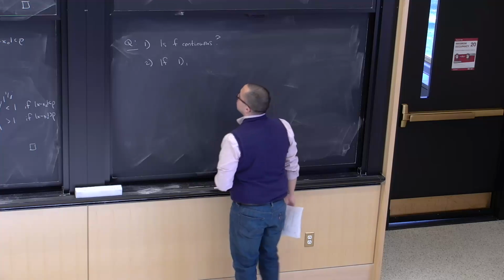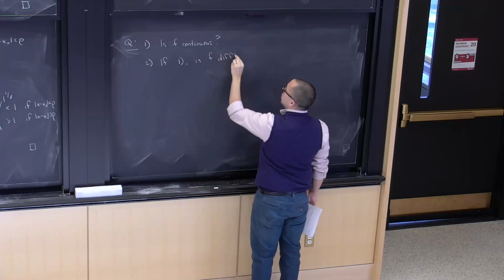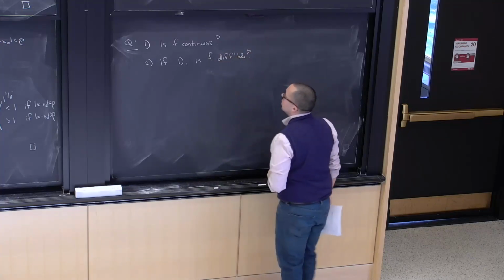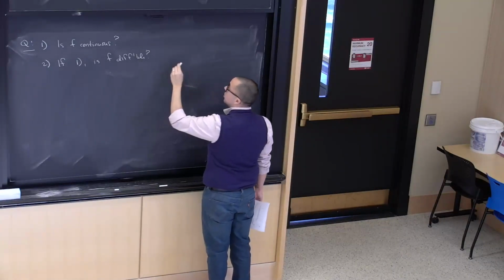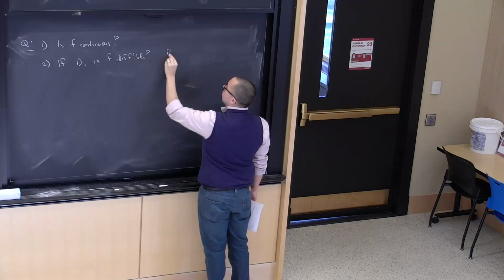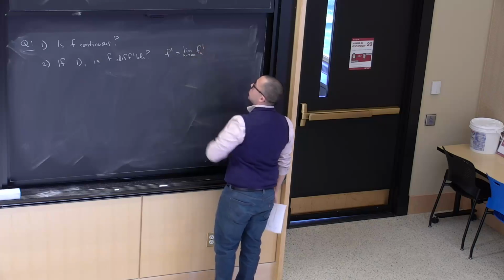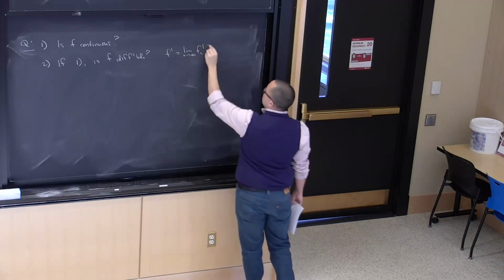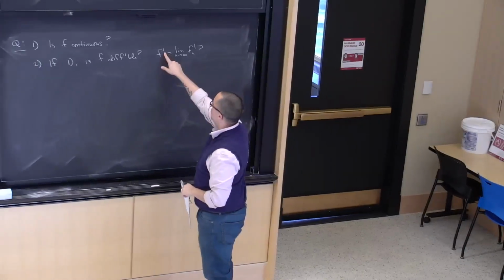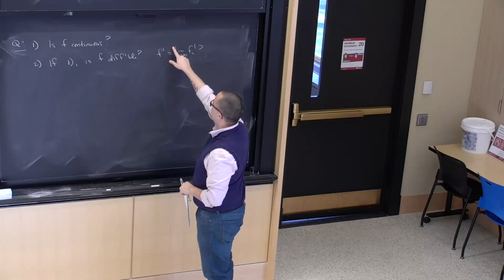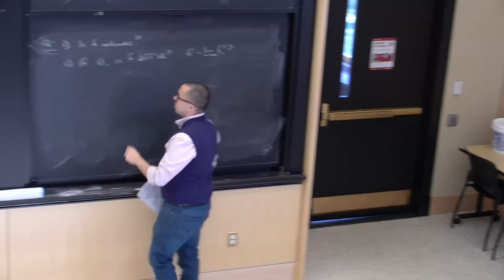Now, if so, is f differentiable? And in particular, since f is equal to the limit as n goes to infinity of the fn's, is f prime equal to the limit as n goes to infinity of the fn prime? So the derivative is a limiting process. I'm taking the derivative of the limit. So I'm asking, can I take that derivative inside the limit? Can I swap the two processes?